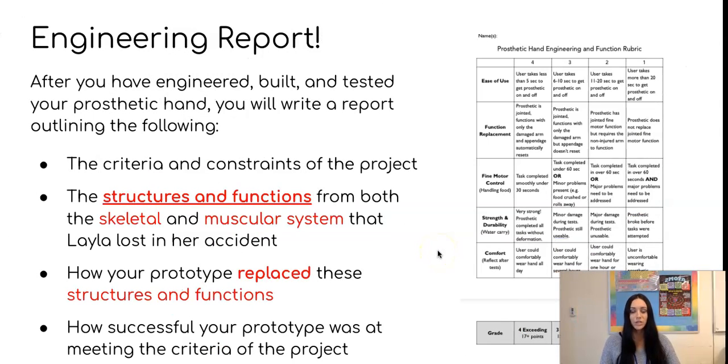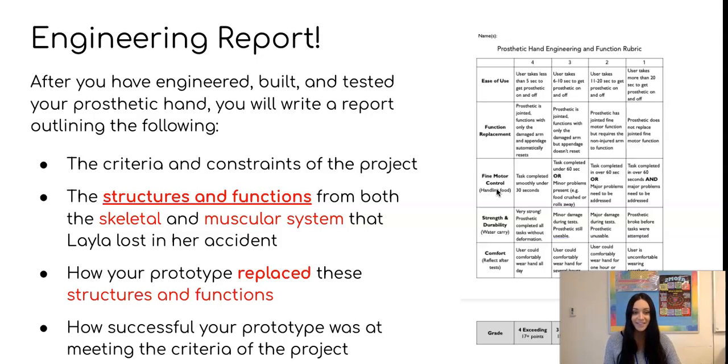Finally, once you have engineered, built, and tested your prosthetic using the rubric we just discussed, you will write a report that will outline all of the following. First, you will review the criteria and the constraints of the project. Next, you will discuss the structures and the functions from both the muscular and the skeletal system that Layla had lost in her accident. You will also discuss how your prototype, the prosthetic that you designed, replaced these structures and functions that Layla had lost. Finally, you will reflect on how successful your prototype was at meeting the criteria of the project.